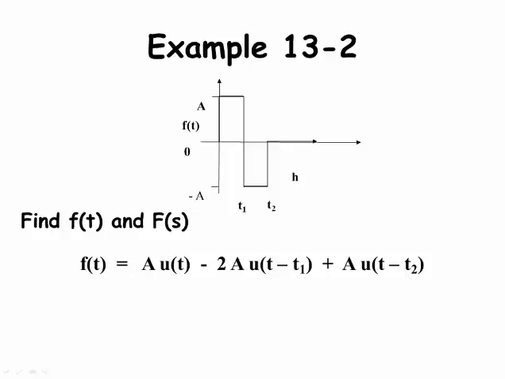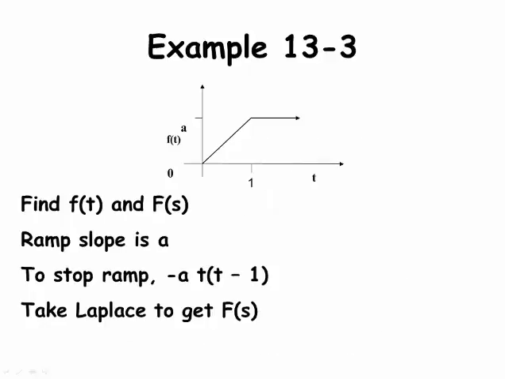The third step change is written as a times u of t minus t2. The Laplace transform is taken by using the terms in the Laplace transformation table and the translation of function rule. The result is the equation at the bottom of the page.